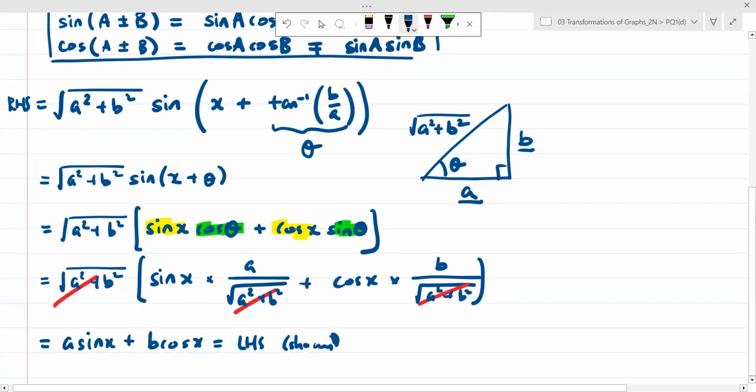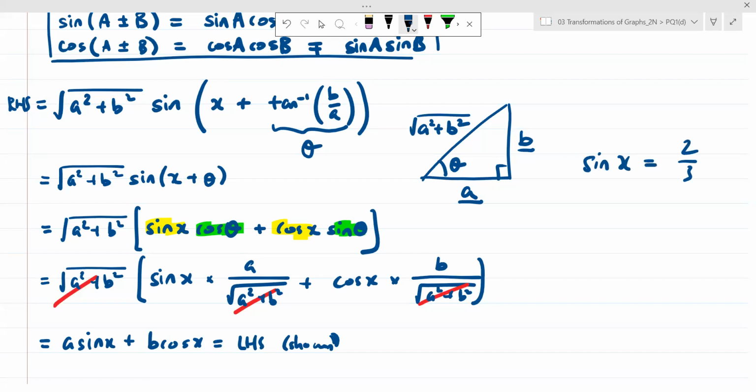That is the reason why our formula works. Why is it so useful? Why do we learn our formula? Besides transformation of graphs, it's always easier to solve something like this compared to something like this. The first one is easier to solve, right? That is the purpose of knowing our formula.